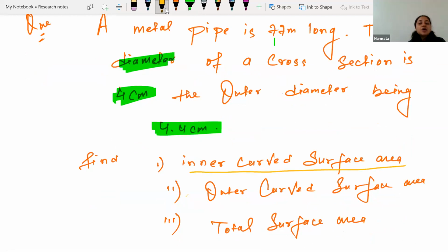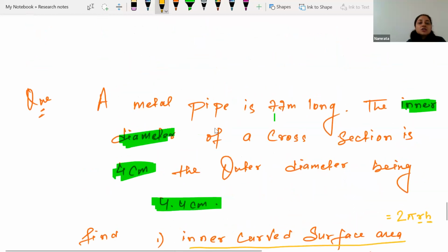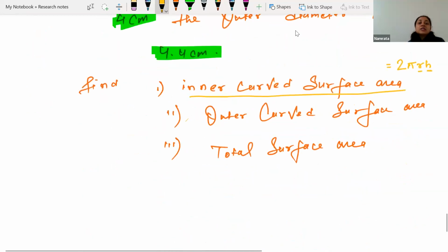What is the surface area formula for the cylinder? The surface area formula for the cylinder is 2 pi r h. Do we know radius for the inner one? Yes, we know. Do we know height? Height is same. Whether it is inner diameter or outward diameter, we are talking about the same cylinder. So height is already given in the question that our pipe is 77 meter long. So height is 77 meter. Easily you will be able to use the formula to find the inner curved surface area.